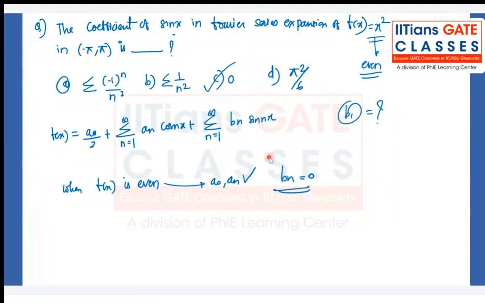Okay, I hope you are following it. And why is bn 0? Because f of x is an even function. Whenever we have an even function, a naught and an are non-zero, and bn is 0 in this case. Is it clear to you?